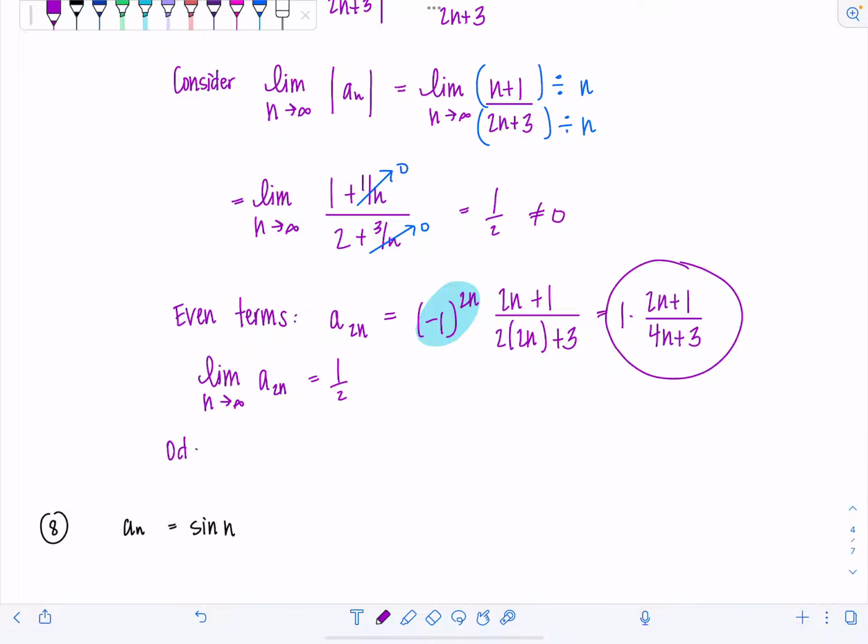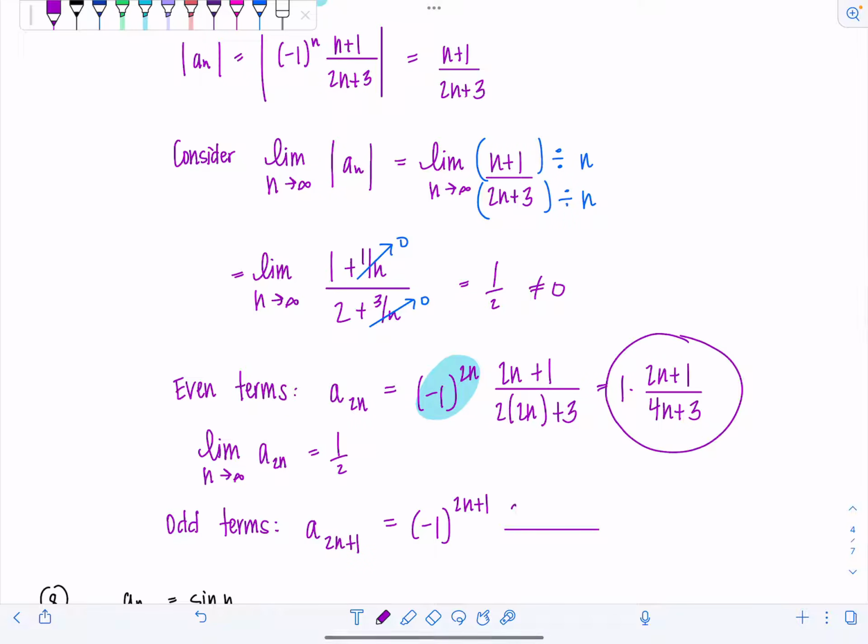The odd terms are going to be defined by a sub 2n+1. So that would be (-1)^(2n+1). Now this is going to get a little spicy in the numerator, but you can handle it. It would be (2n+1) over 2 times (2n+1) plus 3.